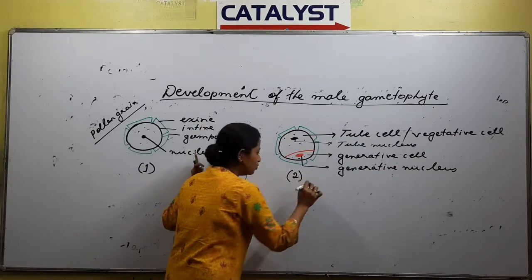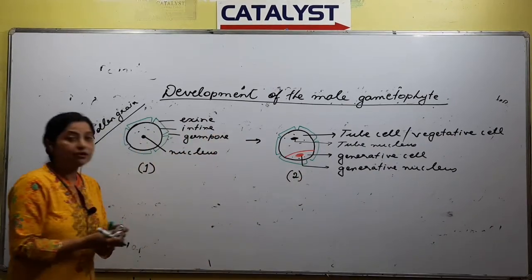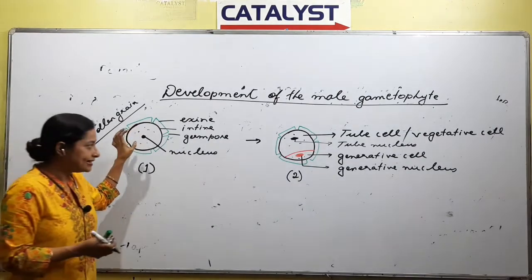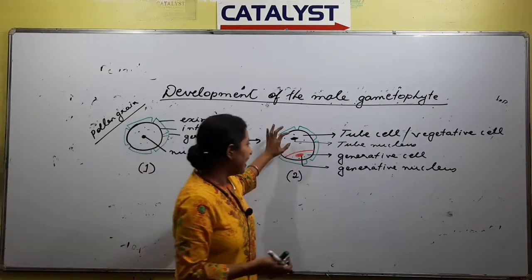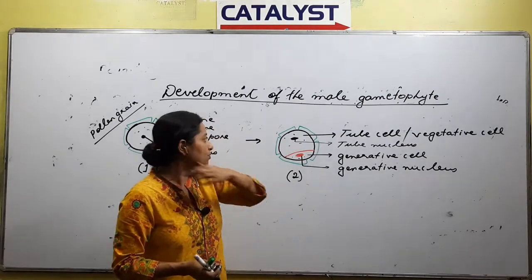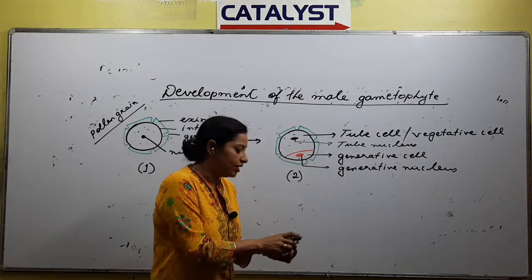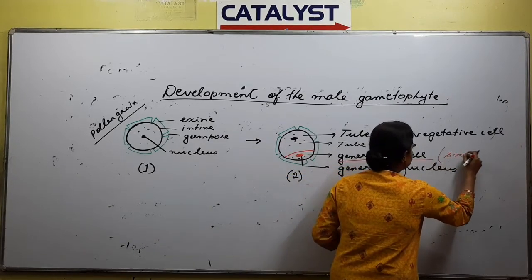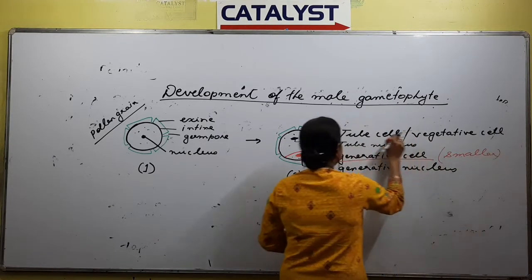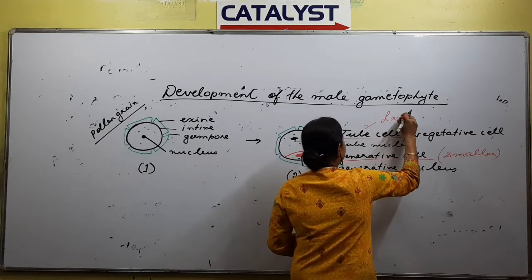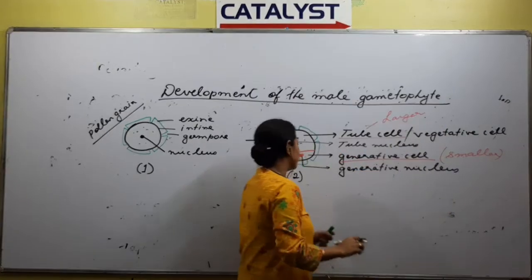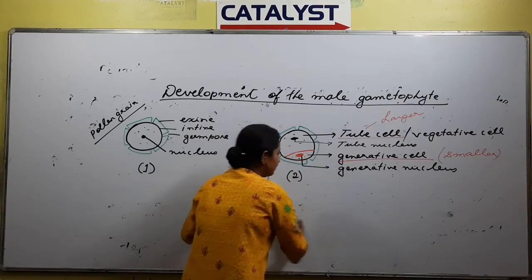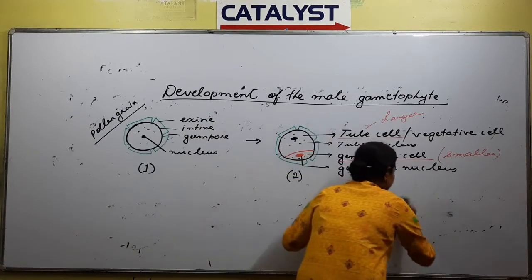So what we are discussing is the development of the pollen grain. So the pollen grain or microspore was one cell. This cell got divided into two cells, one larger, one smaller. The larger one is the tube cell and the smaller one is the generative cell. The generative cell is smaller and the tube cell is larger. So that means it is an unequal division. After step 2, we have step 3. What happens next?